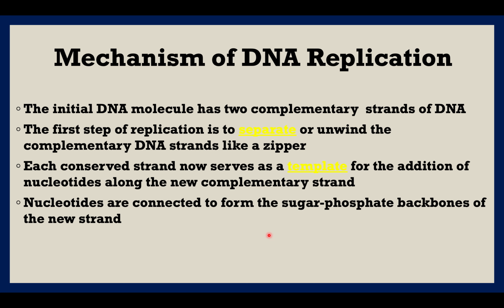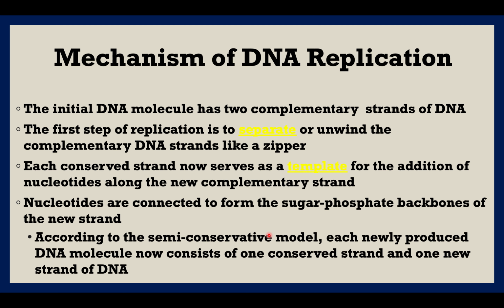Nucleotides are connected to form the sugar phosphate backbones of the new strand, and as we have already well established, this synthesis of the new strand is going to occur in what direction? If you said 5' to 3', you are correct. According to the semi-conservative model, each newly produced DNA molecule now consists of one conserved strand and one new strand of DNA.